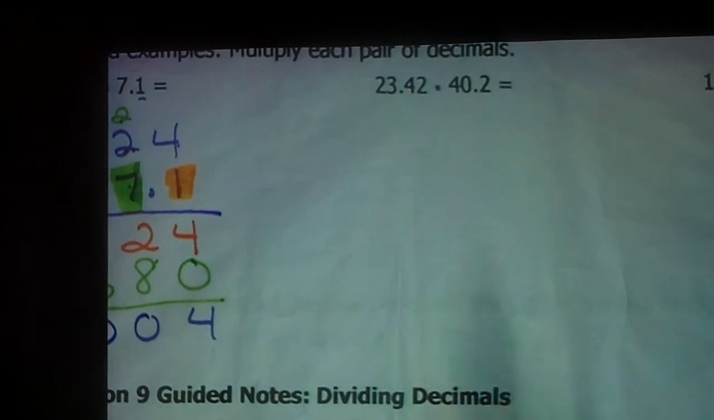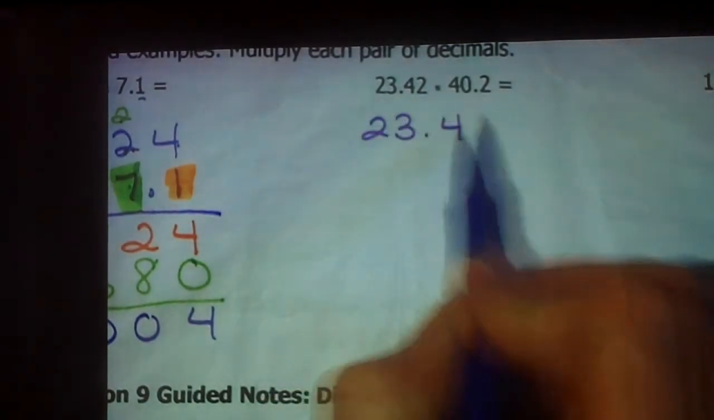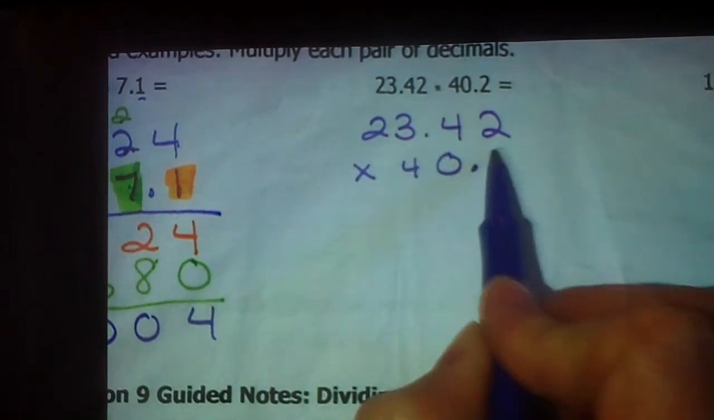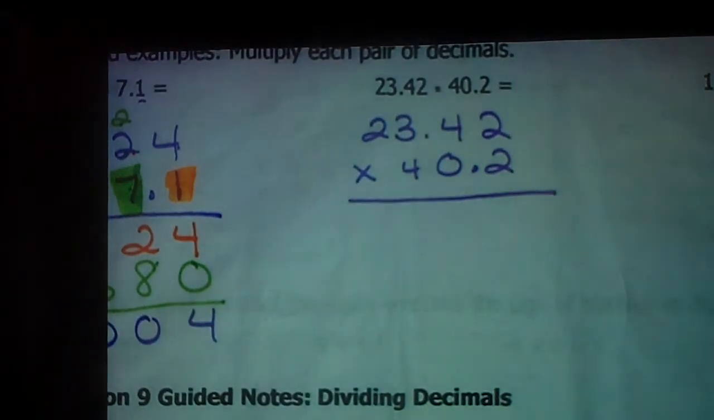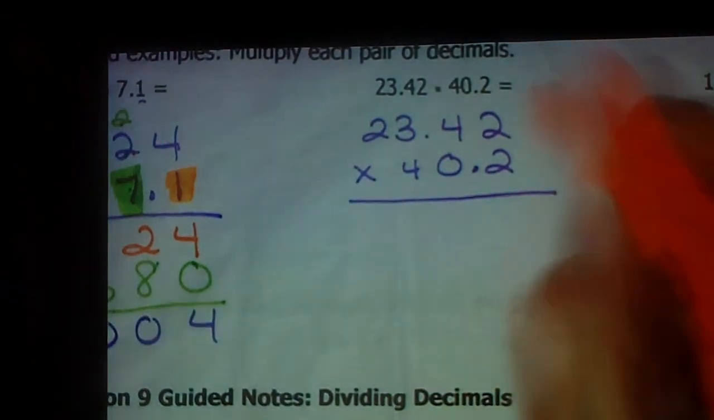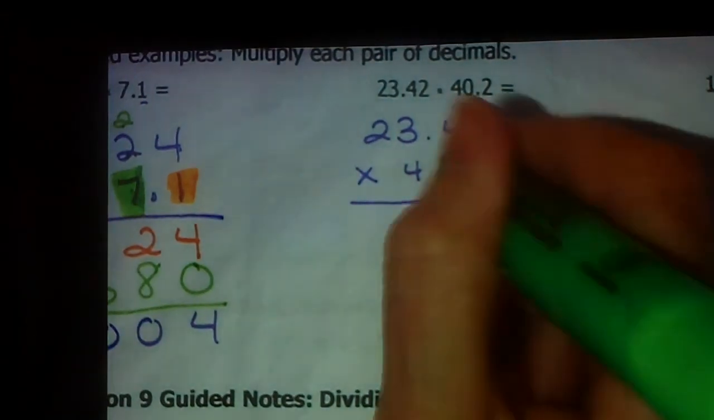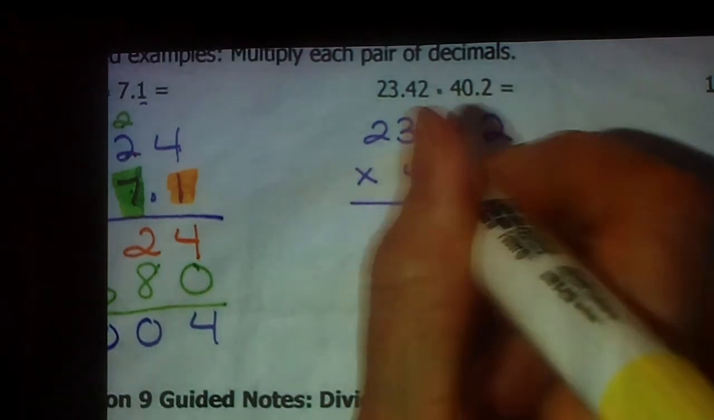All right, go ahead and look at the next example. The one with more digits is this first one: 23.42 being multiplied by 40.2. All right, I'm going to do some highlighting again. I'll do orange, green, and yellow. We're not sure how well yellow is going to show up here.